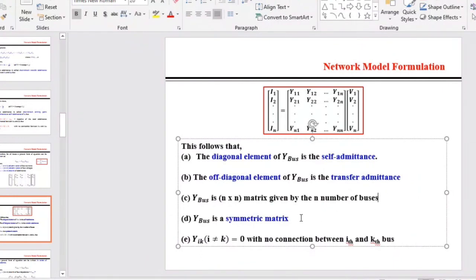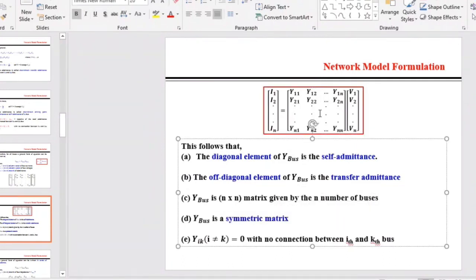Now, if we look at the other features of it, we find that it's a symmetric matrix. If we look here, Y12 and Y21 are actually the same. Y13 and Y31 will be the same. Y14 and Y41 will be the same. Y15 and Y51 will be the same. So it's actually a symmetric matrix.